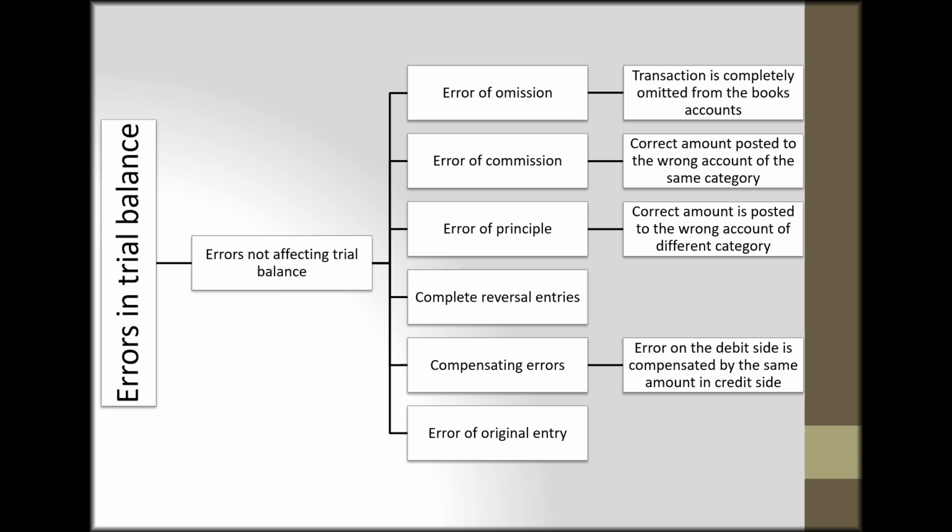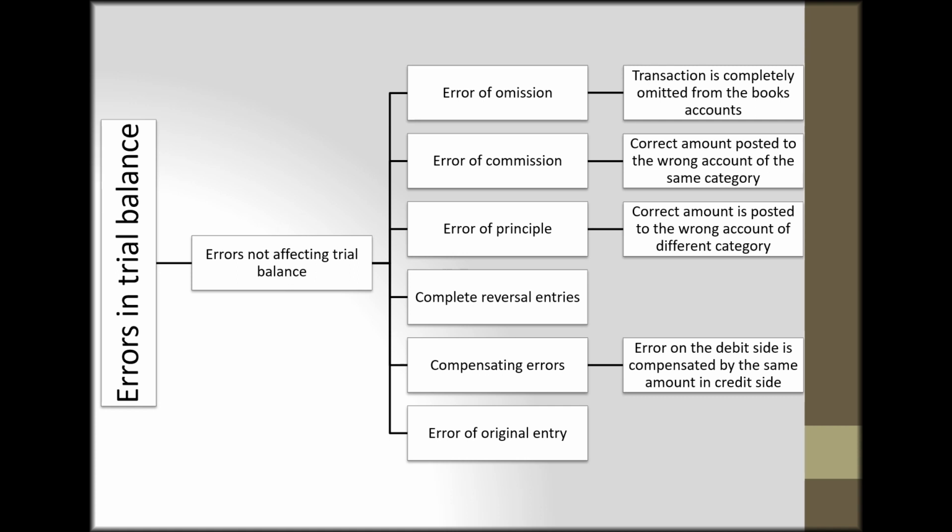The first one is error of omission, where you completely left out the transaction from the books of accounts. You did not record it at all, so it won't affect the debit and the credit balance.